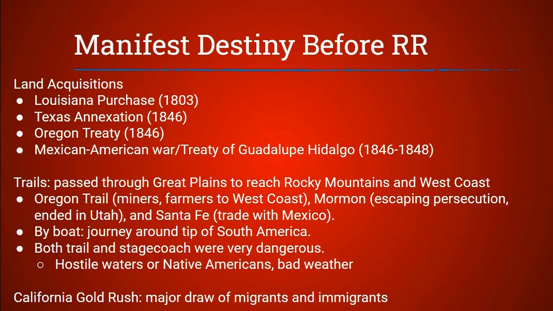One of the biggest draws for migration to the West was the California gold rush. This drew in immigrants from Asia, especially China, and gold seekers from all over, and led to the rapid statehood of California shortly after the Mexican-American War. Side note, the Chinese immigrants were met with a lot of derision and racism, leading to the Chinese Exclusion Act in 1882.